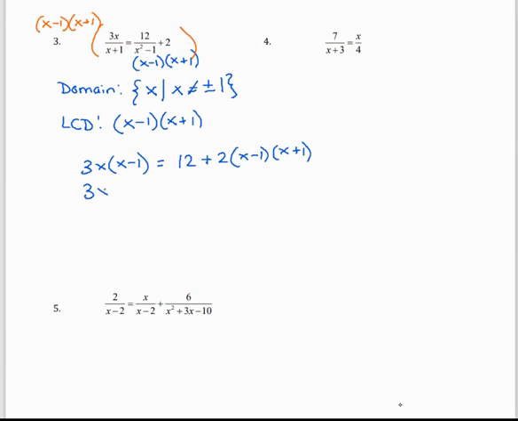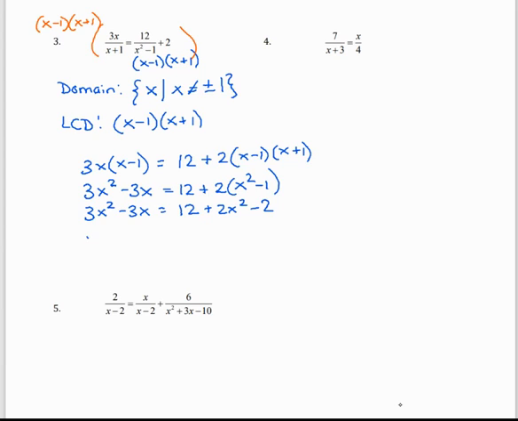So I'll have 3x squared minus 3x equals 12 plus 2 times x squared minus 1. Now we'll continue distributing, so we'll have 3x squared minus 3x equals 12 plus 2x squared minus 2. Here we have a quadratic, right? So we need to make sure to make this equation equal 0. So we'll bring everything over to the left-hand side.